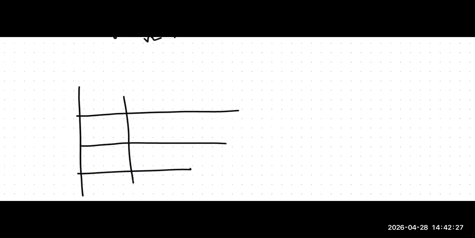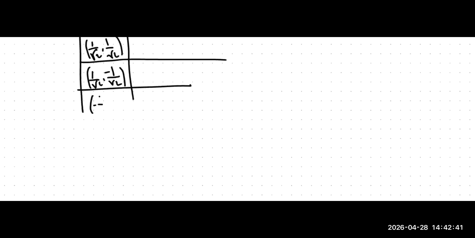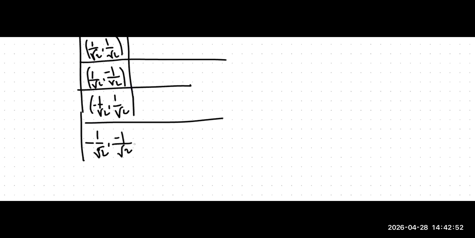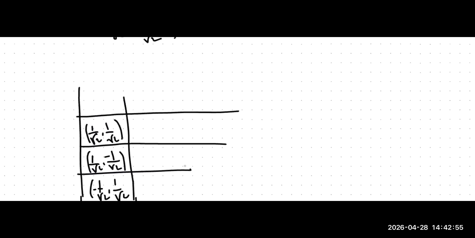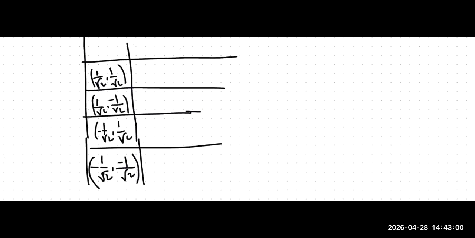First one, 1 divided by root 2 comma 1 divided by root 2. Second one, 1 divided by root 2 comma minus 1 divided by root 2. Third one, minus 1 divided by root 2 comma 1 divided by root 2. And the fourth point, minus 1 divided by root 2 comma minus 1 divided by root 2. So the functional value at these points, f of x comma y equal to xy.